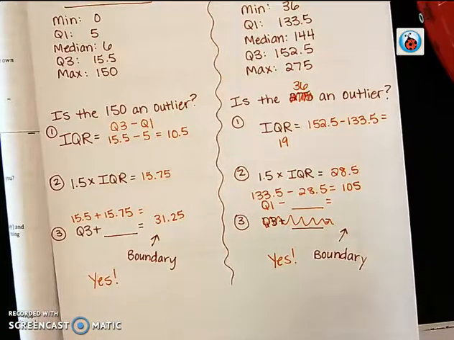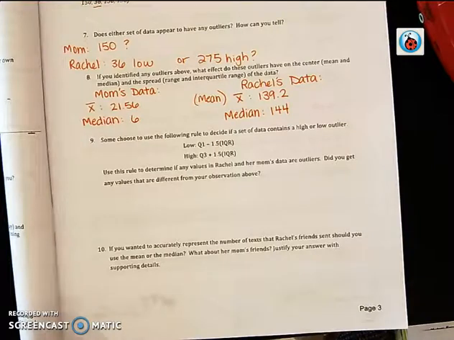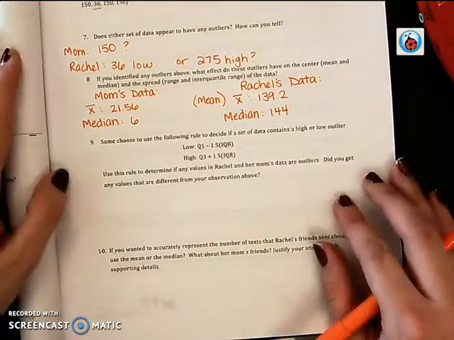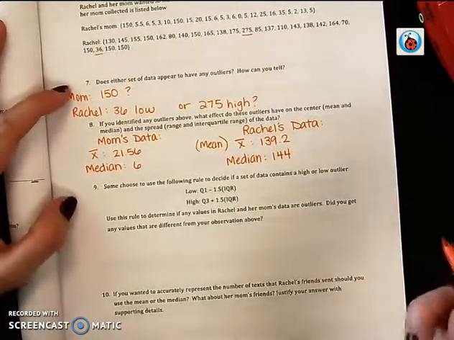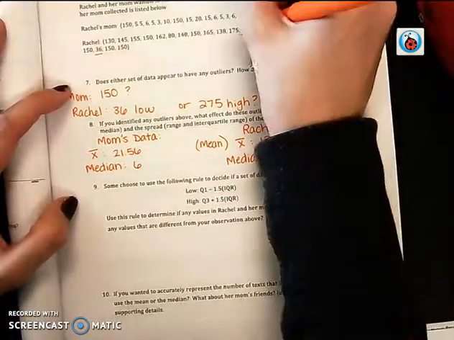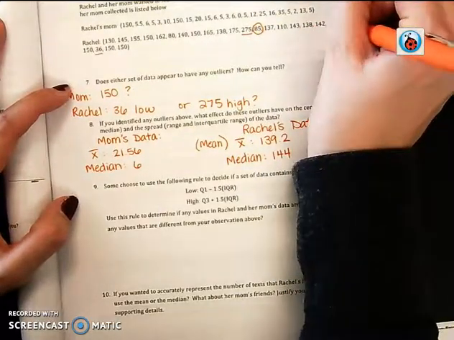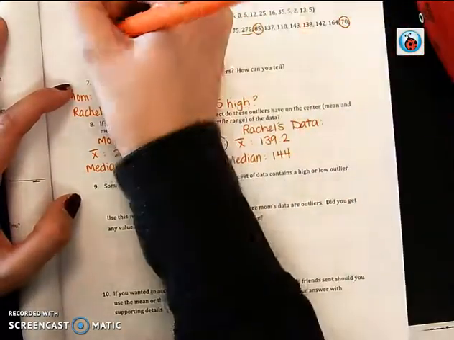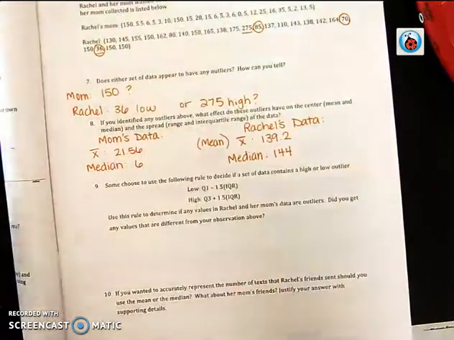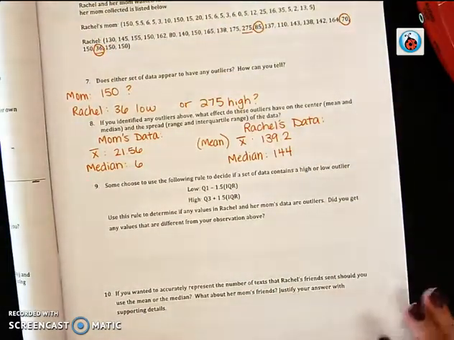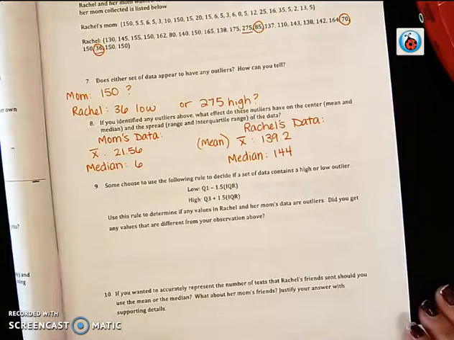There's actually other outliers in Rachel's data as well. Anything below 105 is going to be considered an outlier in Rachel's data. 85 is lower, 70 is lower, and our 36. All of these would be considered lower outliers in Rachel's data.